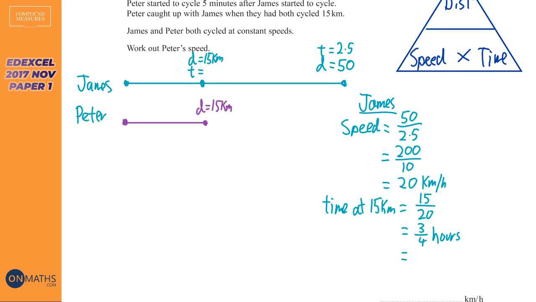Now, 3/4 of an hour is not 75 minutes, which a lot of students accidentally do. There's not 100 minutes in an hour, there's 60. If you think about a clock, a quarter of an hour is 15, so 3/4 of an hour is 45 minutes. You'll see why I've converted it in a second.